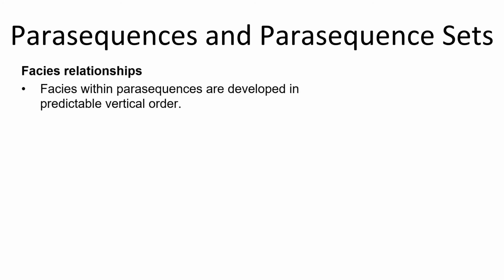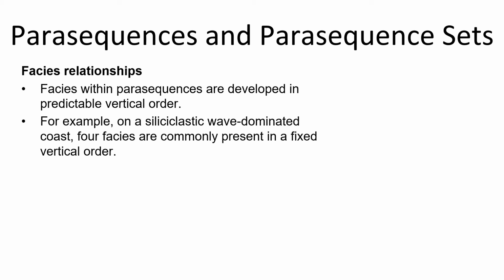Well, what about the relationship of parasequences and facies? These are going to be developed. Your facies are going to be developed in a parasequence with a pretty predictable vertical order based on what we can see happening today. And this is where, if you did pick up that facies model book, it could be very useful for other examples. But let's start with a couple examples.